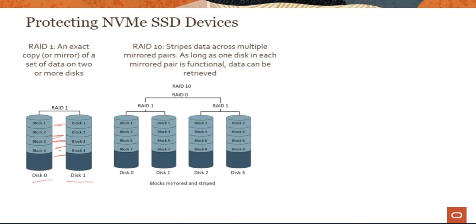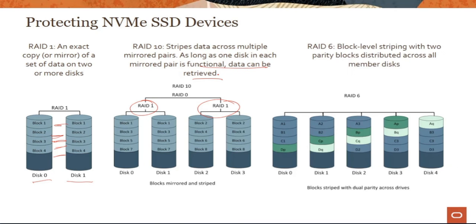RAID 10 stripes data across multiple mirrored pairs. So if you can see here, RAID 10 is a combination of two different RAID 1 pairs. As long as one disk in each mirrored pair is functional, data can still be retrieved. Right, so it provides the extra protection there.